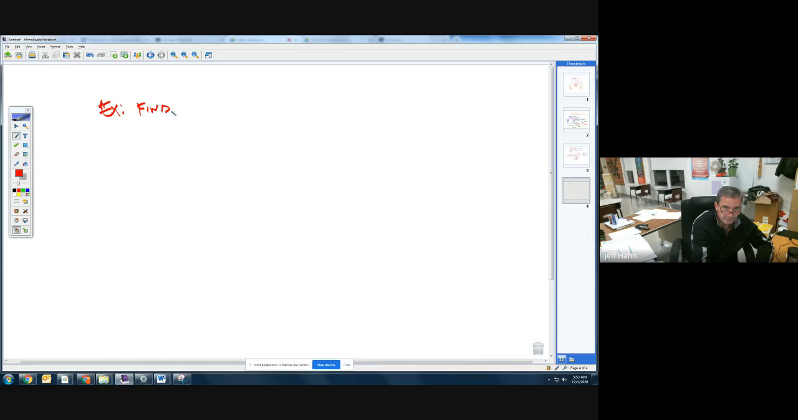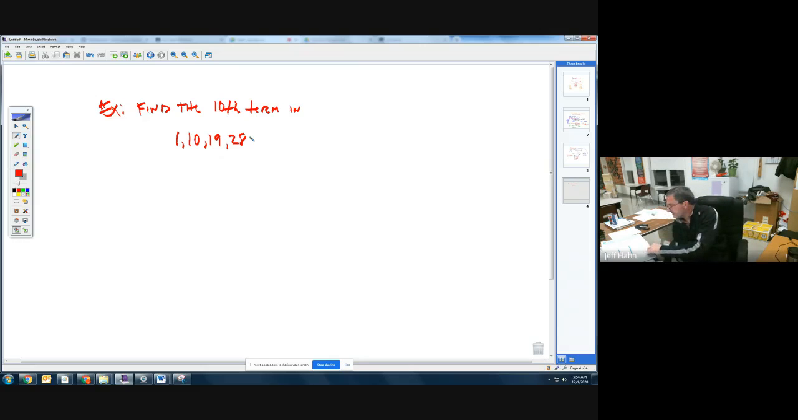Example. Find the 10th term in this sequence. And the sequence starts off like this: 1, 10, 19, and 28. Now I know it would be very easy just to write out 10 terms and figure out what it is, but obviously in math we want to actually use a little bit of math here.